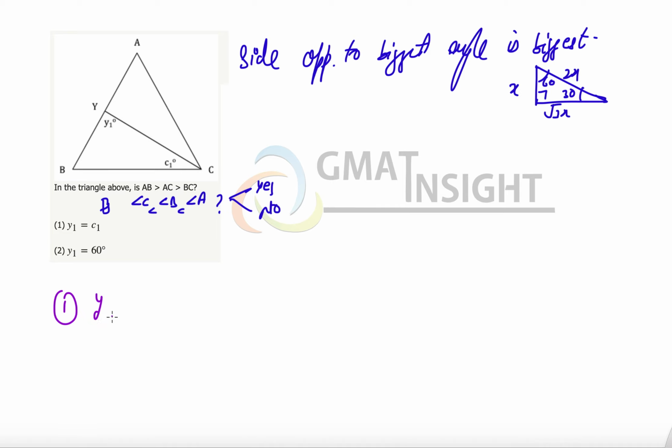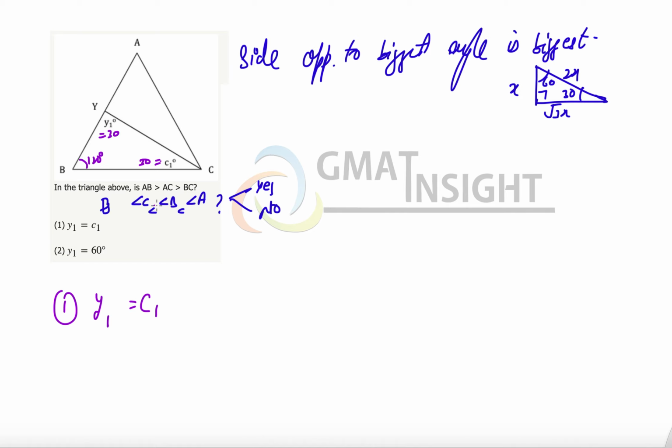The first statement says that y1 is equal to c1. Because y1 is equal to c1, the value of y1 could be any value. Actually, y1 can definitely not be 90 degrees, it has to be slightly less than 90 degrees. So we could assume different possibilities of the triangle. For example, if I say that y1 is equal to 30 degrees, c1 is also 30 degrees, in that case this angle becomes 120 degrees.